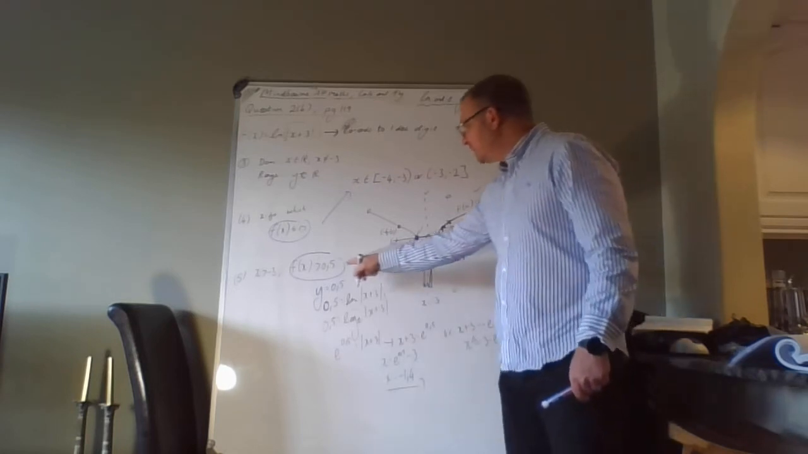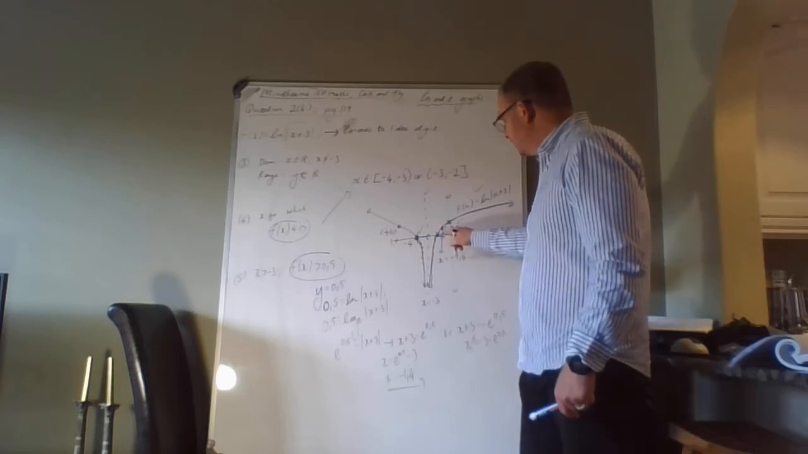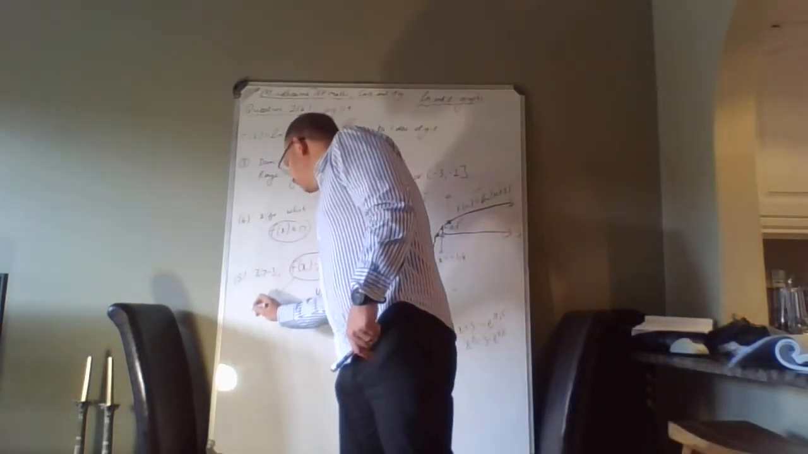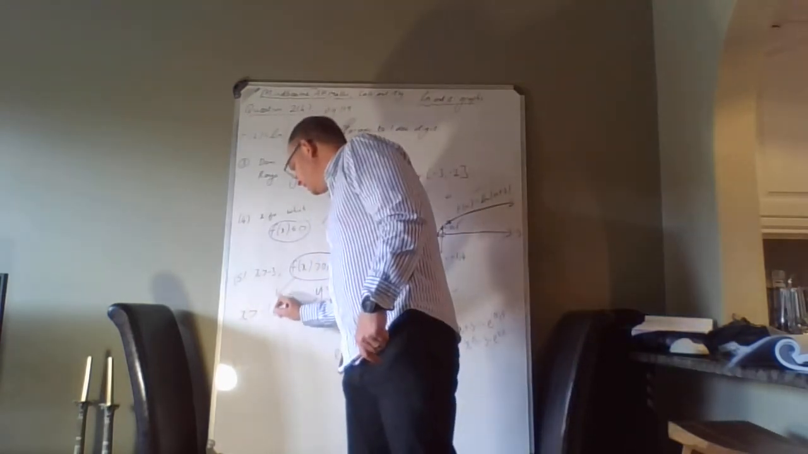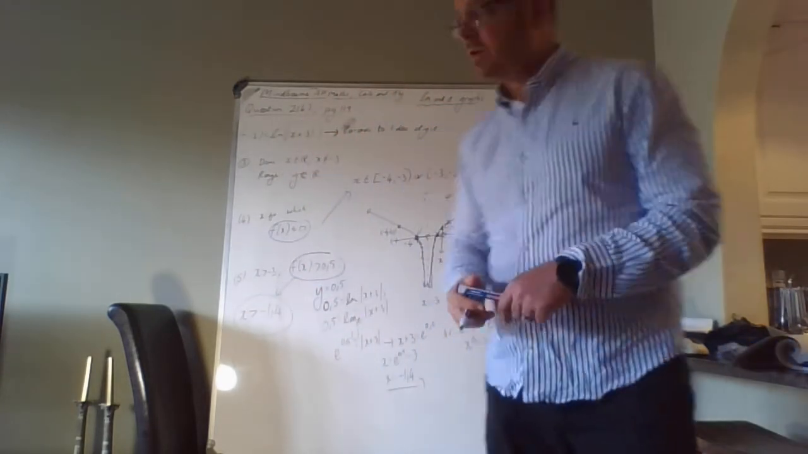So the question was, when is f of x bigger than 0,5? Well, it will be bigger than 0,5 to the right of x is equal to negative 1,4. So your answer for 5 is x is bigger than negative 1,4. That is where your y coordinates are bigger than 0,5.